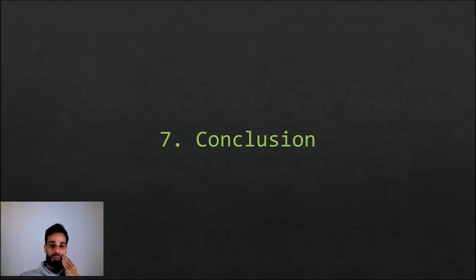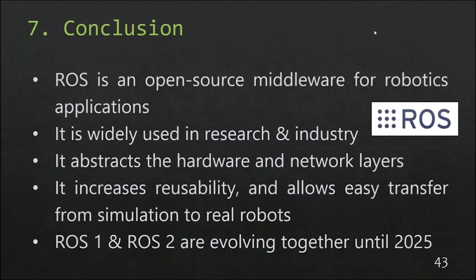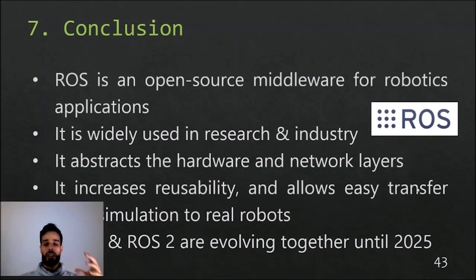Okay, so in conclusion, what's ROS? ROS is a robot operating system. If you need to remember just one thing, it's that ROS is an open source middleware for robotic applications. It's widely used in research and industry. People have been using ROS in industry for about 10 years, so now it's mature and a very famous platform in the robotics industry. It allows us to abstract the hardware and network layer, so we increase our productivity, and it allows an easy transfer from simulation to real robots. Also keep in mind that ROS 1 and ROS 2 are evolving together until 2025, so we can use them together.